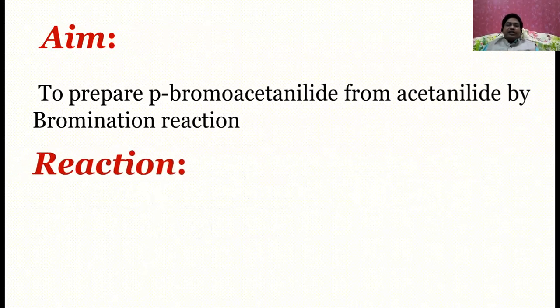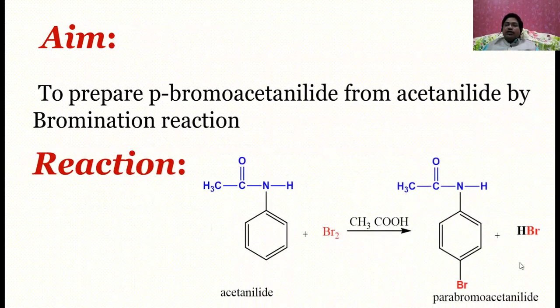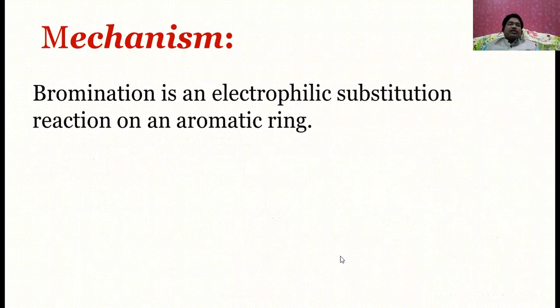Then what is the reaction here? This is going to be the reaction involved here. This is going to be the acetanilide. When it is brominated in the presence of acetic acid, you will get para-bromoacetanilide. Let us see what is the mechanism involved in this reaction.